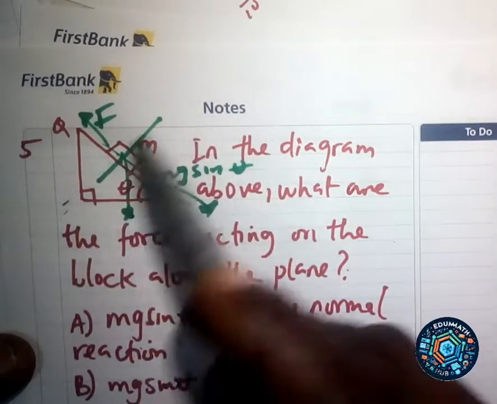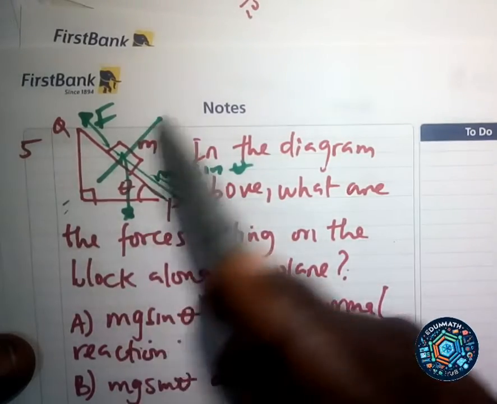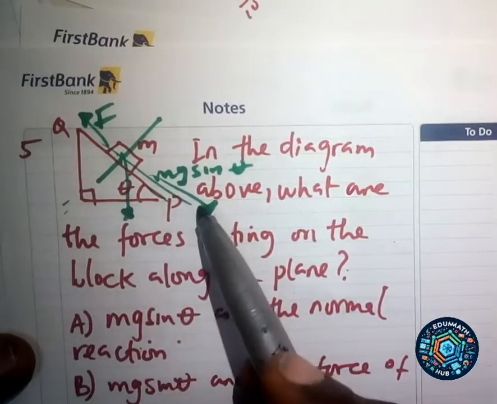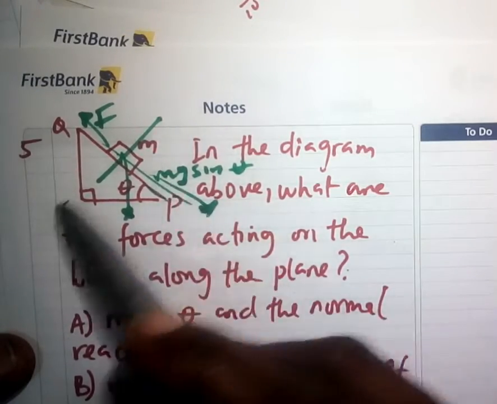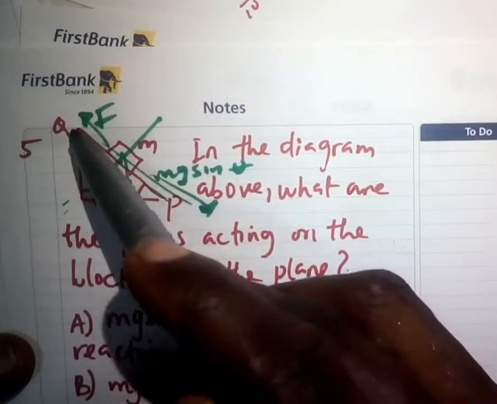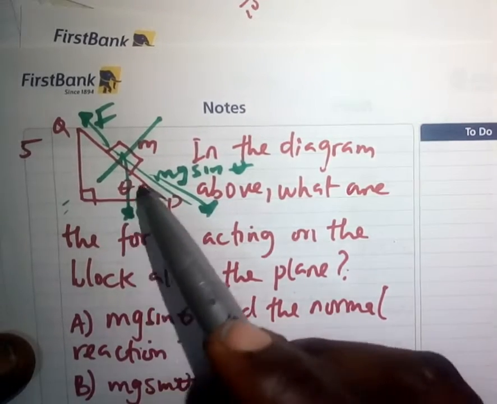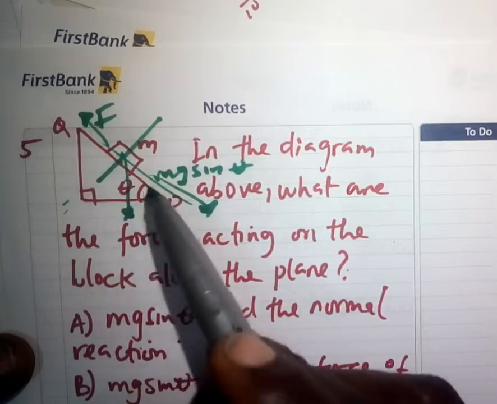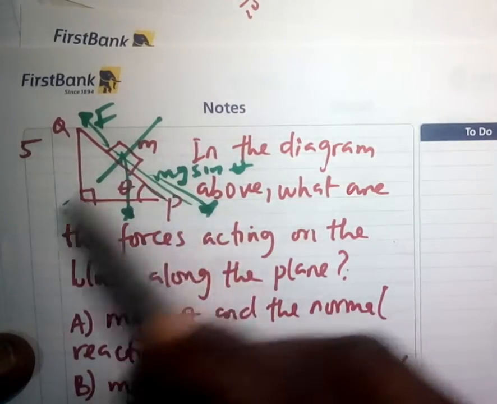This weight has an effect in this direction, and the component of the weight in this direction is mg sine theta. But this component of the weight, mg cos theta, does not have any effect on this body. This body is sliding along the plane. The only effect on it is the frictional force and mg sine theta. This force does not have any effect on it.